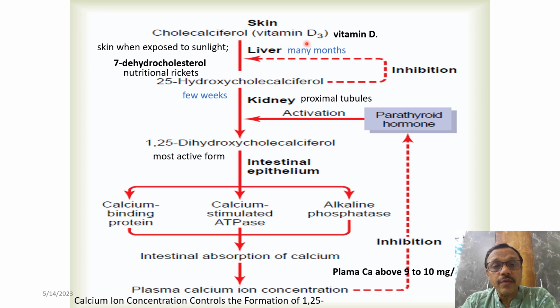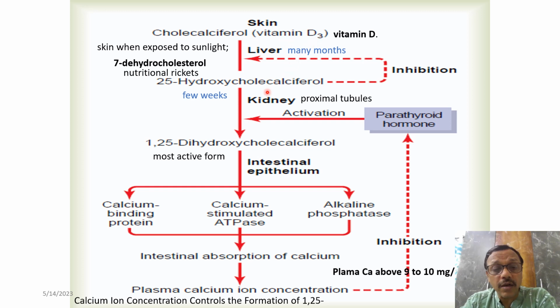So vitamin D3 is formed in the skin under the effect of ultraviolet rays from the sunlight. Now this vitamin D3 is converted into 25-hydroxycalciferol. This is a rate-limiting reaction. When this 25-hydroxycalciferol is formed, it itself inhibits the conversion of vitamin D3 into this form.